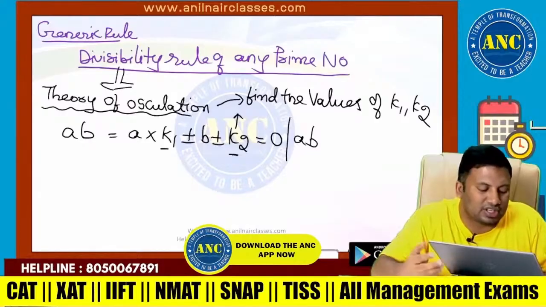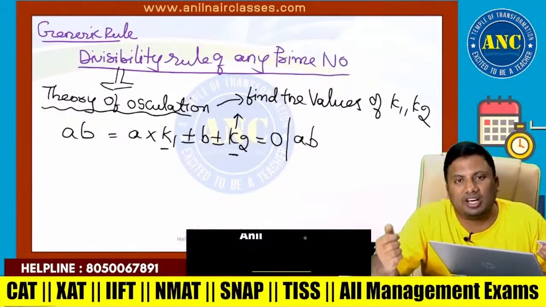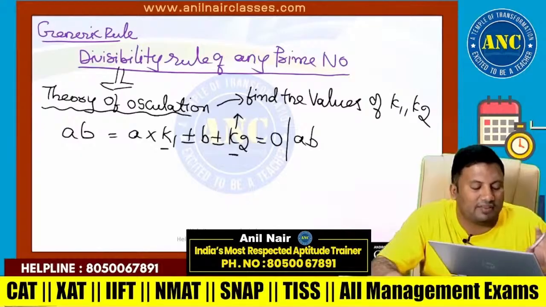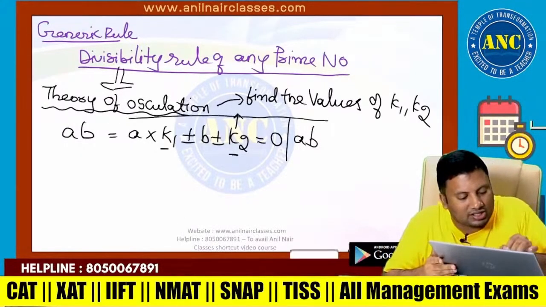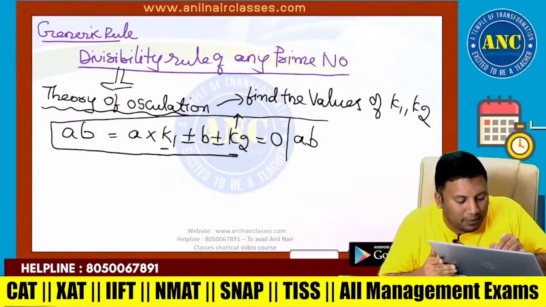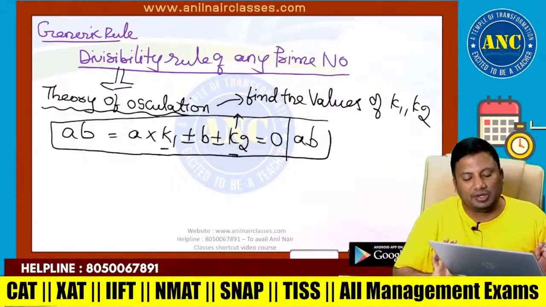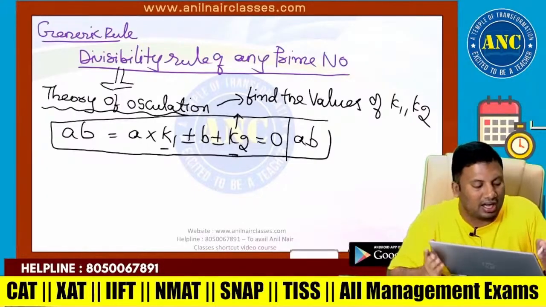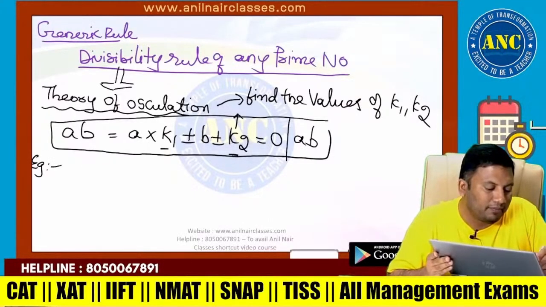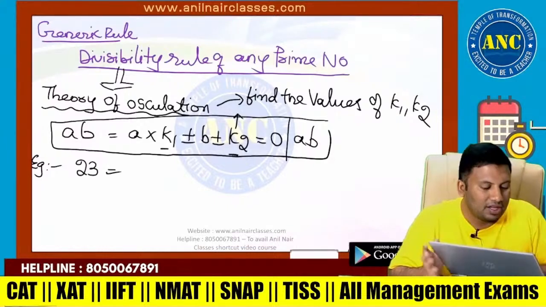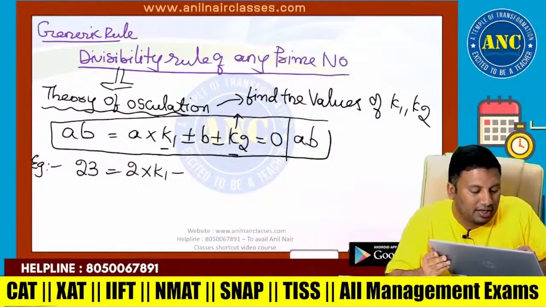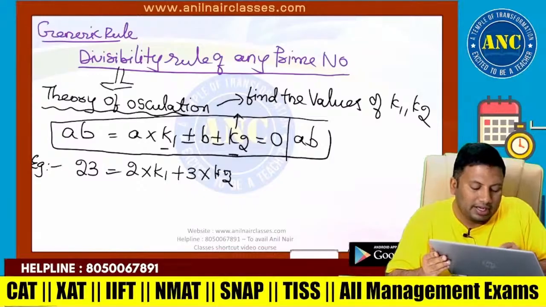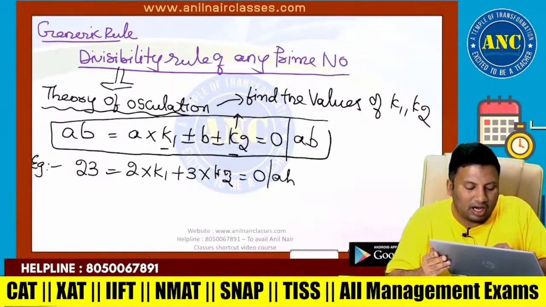AB is a representation. It could be a 2-digit number or a 3-digit number. If it is 101, A will take 10, B will take 1. So A into K1 plus or minus B into K2 is either 0 or AB. For example, 23. These 23 can be written as 2 into K1 plus 3 into K2, and the result is either 0 or AB.